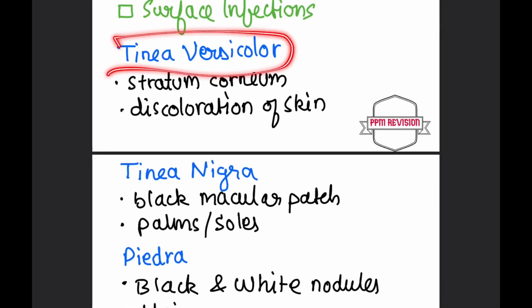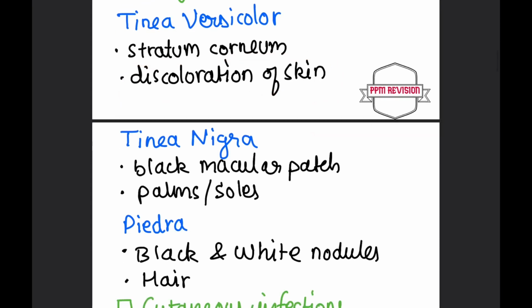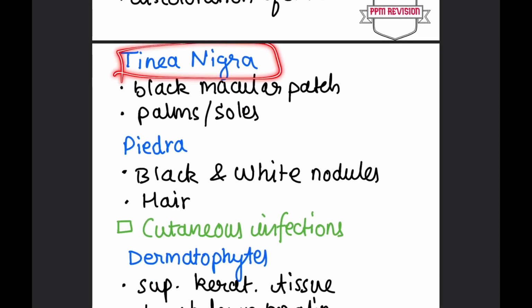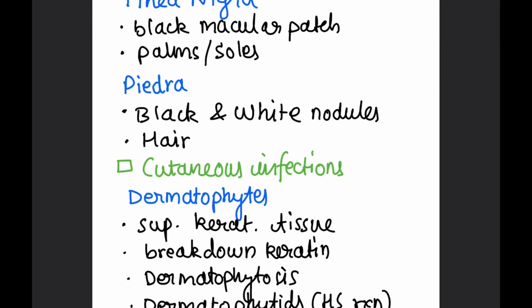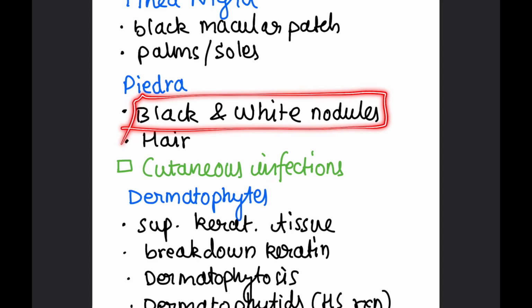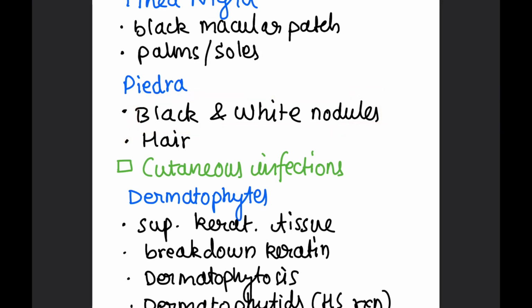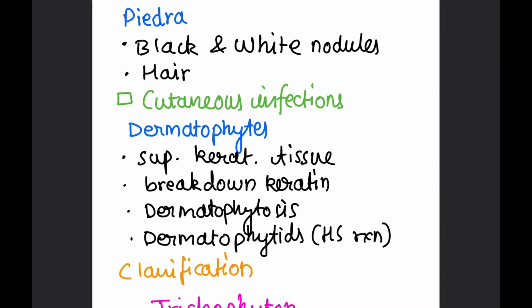So going to Tinea versicolor, it affects the stratum corneum, and it is mainly concerned with discoloration of skin. And Tinea nigra, it forms black macular patches, and it is formed near keratinized tissues, that is mainly the palms and soles. Piedra is characterized by white and black nodules. So whatever forms white nodules is considered white piedra and black nodules black piedra. That's why it's named like that. And it mainly affects hair.